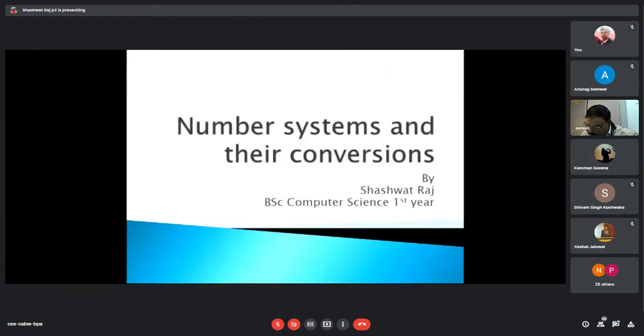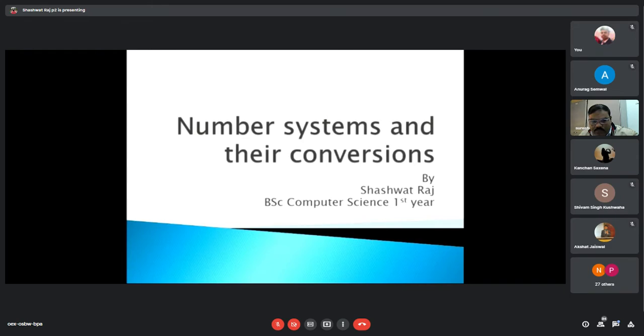Okay, good afternoon, everyone. Good afternoon to sir and everyone. My name is Shashwat Raj, and today we are all going to learn something about number systems and their conversion. We will divide this into three parts. First, number. Second is number systems, and third is conversions, as we can see from the title.